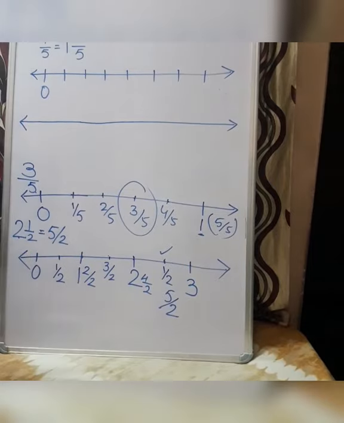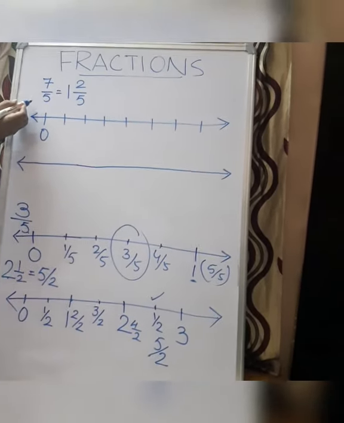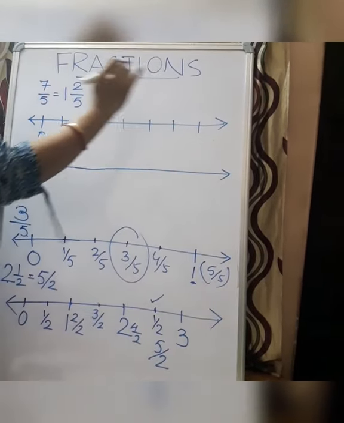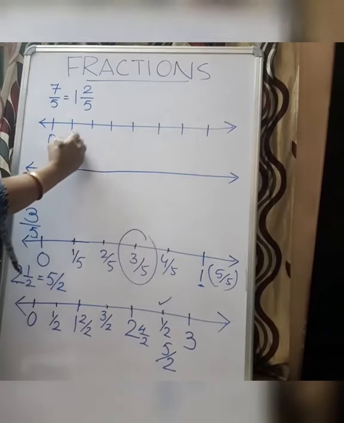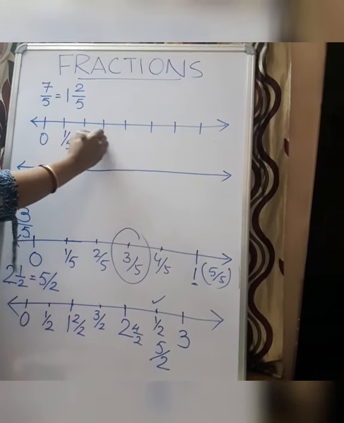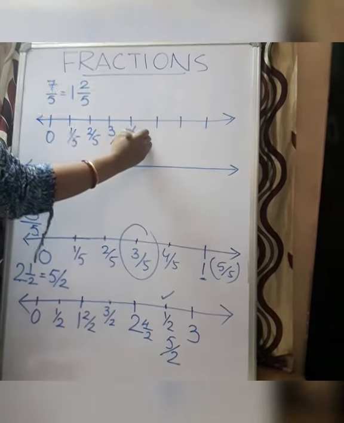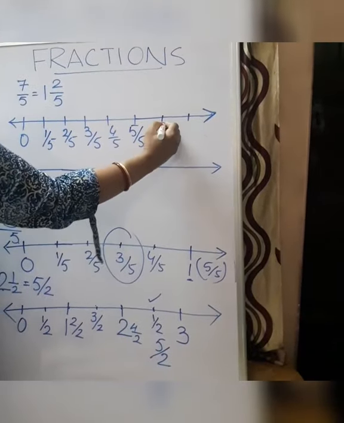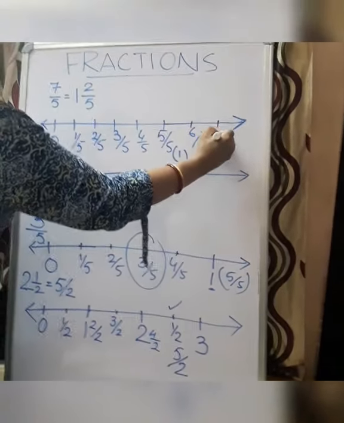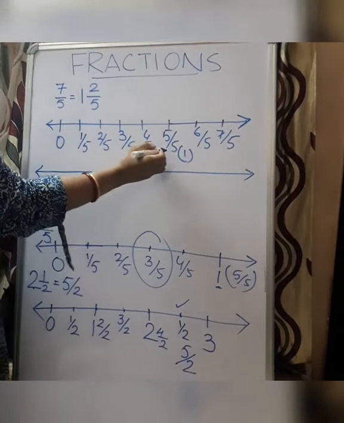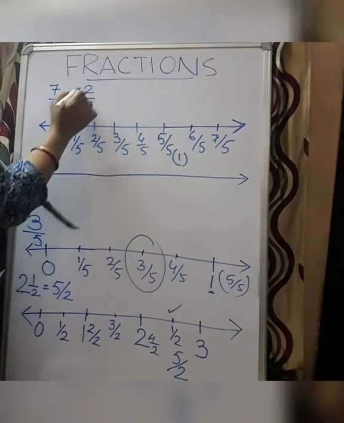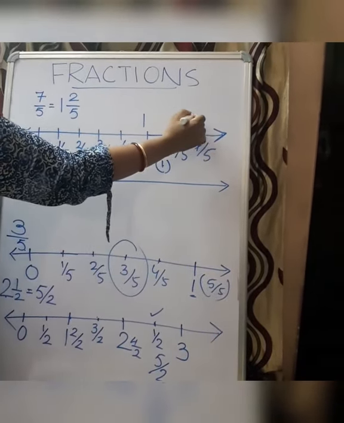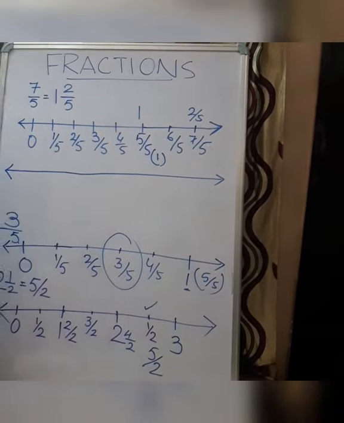2.5. Similarly, if we want to represent 7 by 5, what we do is we go on marking the numbers and represent it as 1 by 5, 2 by 5, 3 by 5, 4 by 5, 5 by 5, that is 1, then 6 by 5 and 7 by 5. So after 1 by 5, this is 2 by 5. Here it is 1, then 1 by 5 and 2 by 5. So 1, 2 by 5.